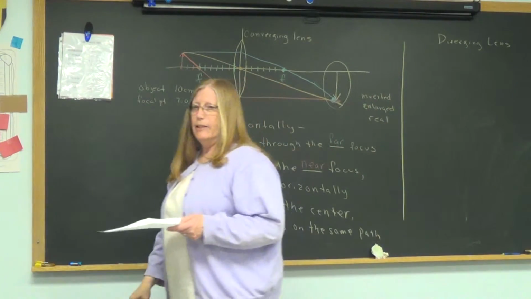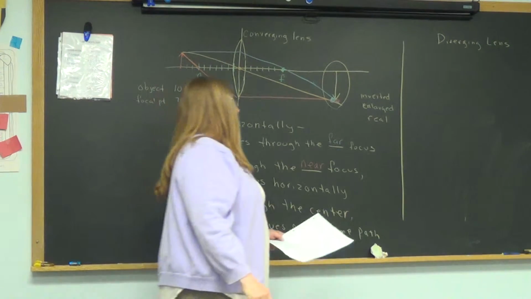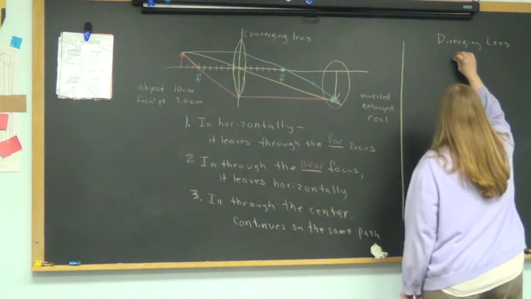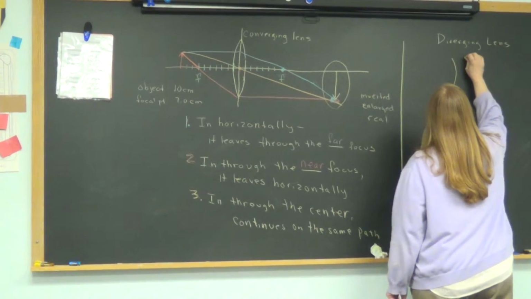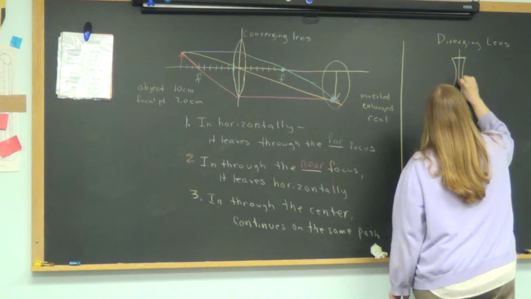In the diverging lens, I'm going to write out the three rules as well. And I'll draw it for you. A divergent lens looks like this. It has a center line, an optical axis.